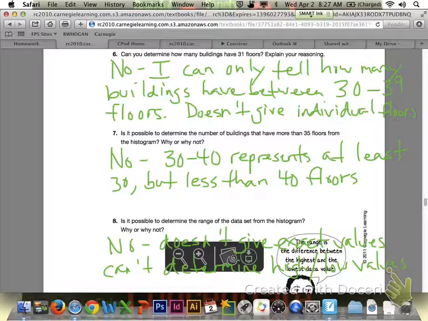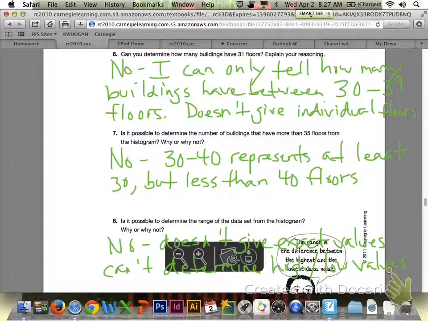Number 6 asks us if we can determine how many buildings have 31 floors and explain. No, I cannot tell if any buildings have 31 floors. I can only tell how many buildings have between 30 and 39 floors. The histogram does not supply the individual number of floors per building.